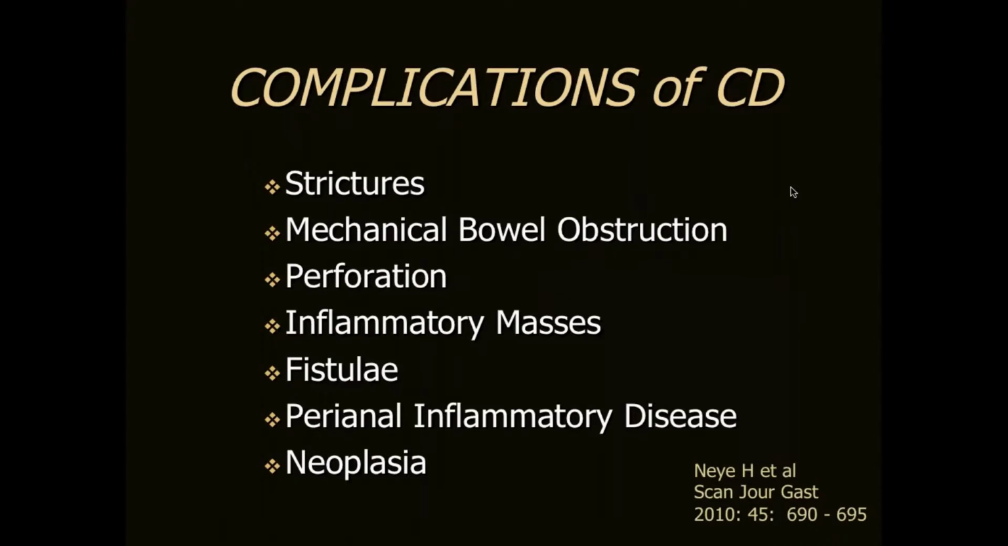Well, basically, I divide them in my mind into two groups. The first, of course, is the fibrostenotic or strictured bowel, which is associated with mechanical bowel obstruction. And the second are the perforating complications, which lead to fistulae, inflammatory masses, and are associated additionally with perianal inflammatory disease. And lastly, we'll touch briefly on neoplasia.